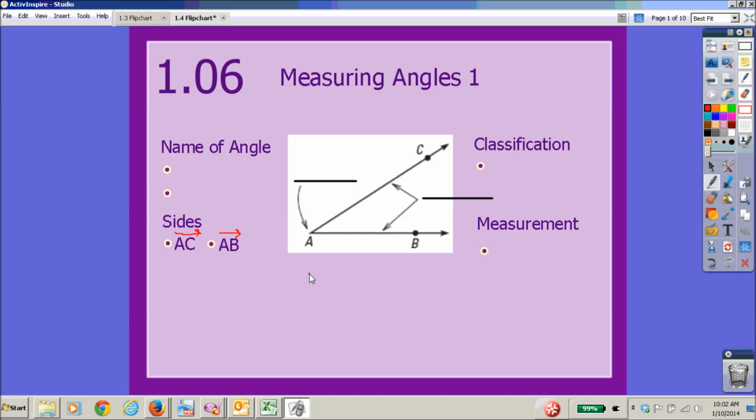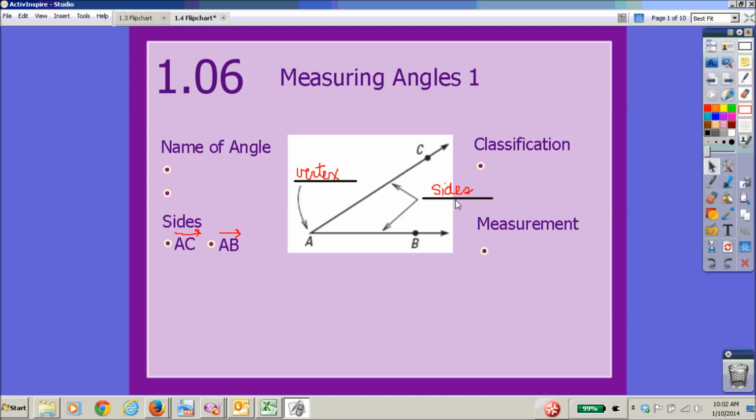Now, there's numerous ways to name an angle. One way is by naming its vertex. The vertex is the intersection of the two rays. So this right here is the vertex. Point A is the vertex of that angle. These are the sides. Sorry, didn't realize there was a blank there. So point A is the vertex.